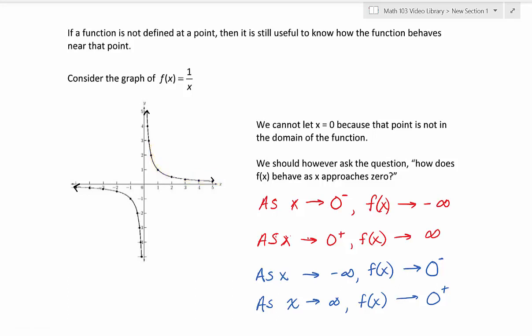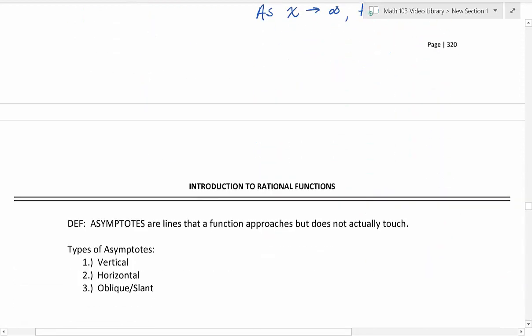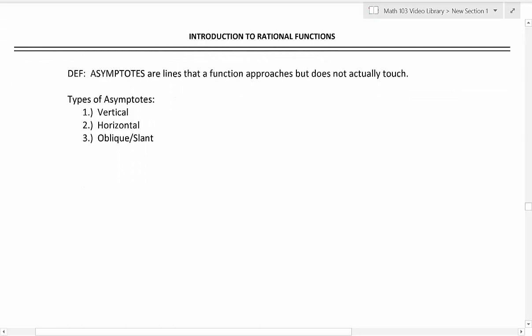This graph had two different lines that it was getting really close to, but never actually touching or crossing. It happened on the x-axis and on the y-axis. Asymptotes are lines that a function approaches but does not actually touch. We're going to be discussing three types of asymptotes: vertical asymptotes, horizontal asymptotes, and oblique asymptotes. Be sure to watch the 3 videos on the asymptote types.